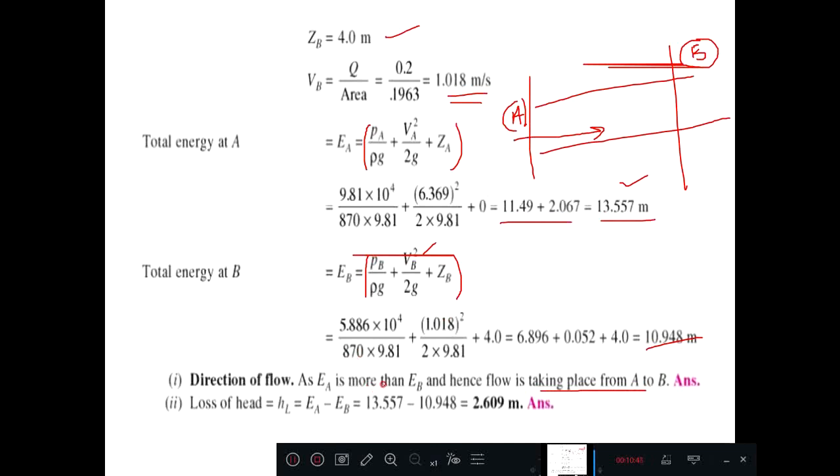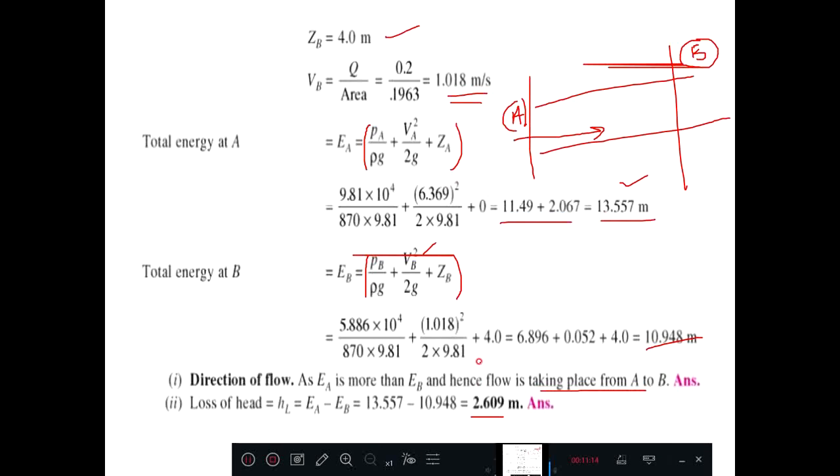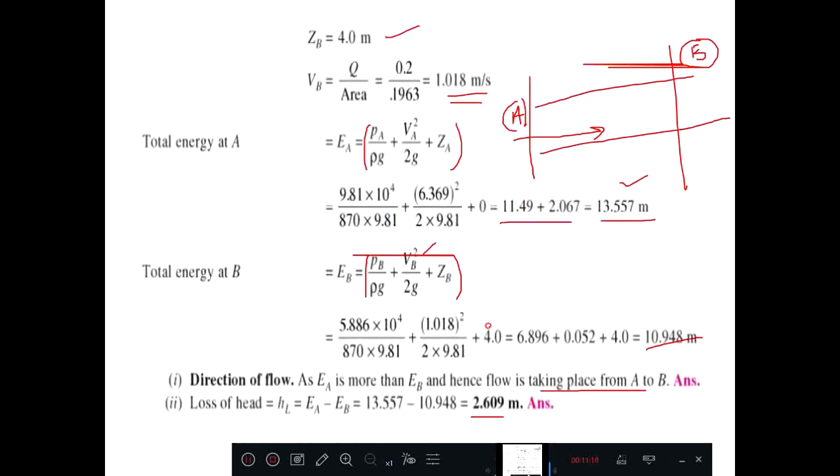Then you also have to calculate the loss of head, that is higher energy minus lower energy, which gives the loss of head, 2.609 meter. These types of problems are for real fluids, where we have applied Bernoulli's equation to get the required results. Similar kinds of problems you can practice and try to understand Bernoulli's equation.